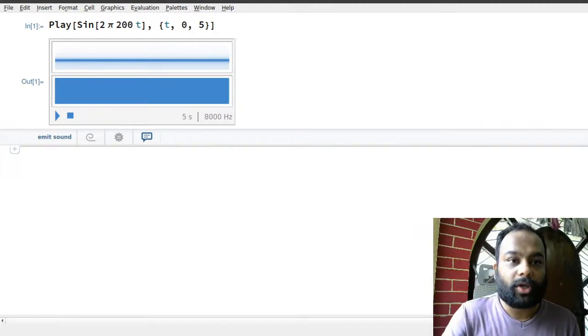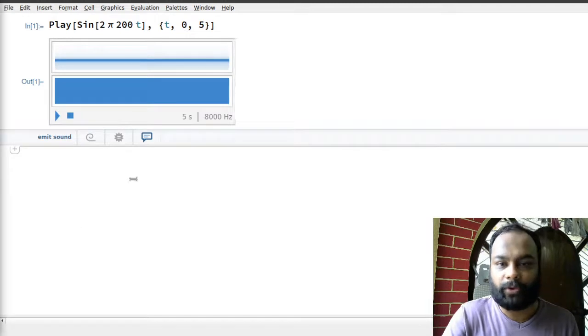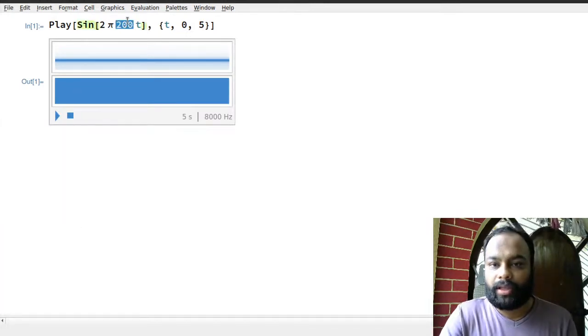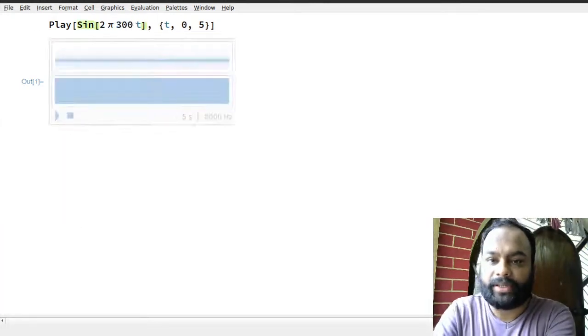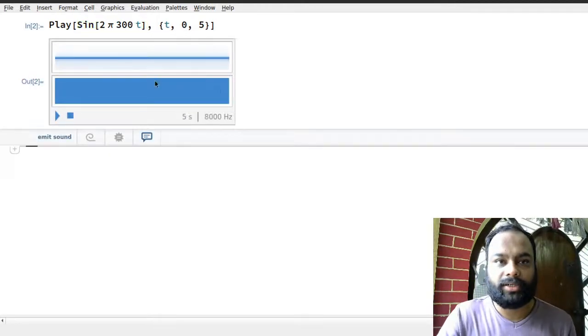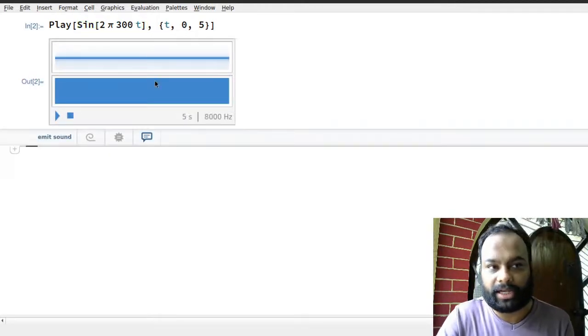Okay, so I will lower the volume for the next few things. For example, let me increase the frequency to 300 hertz. So this is now going to be a 300 hertz sinusoid.